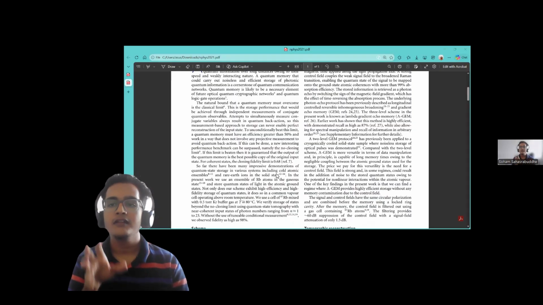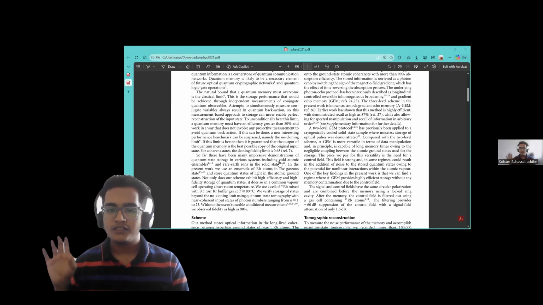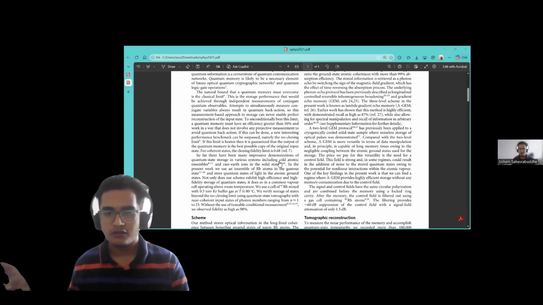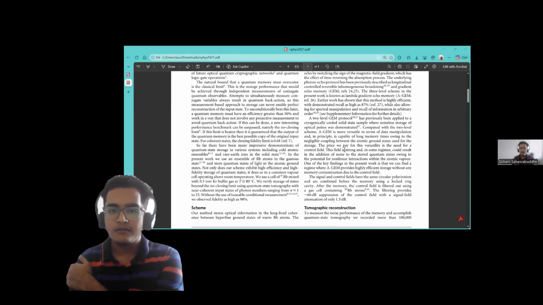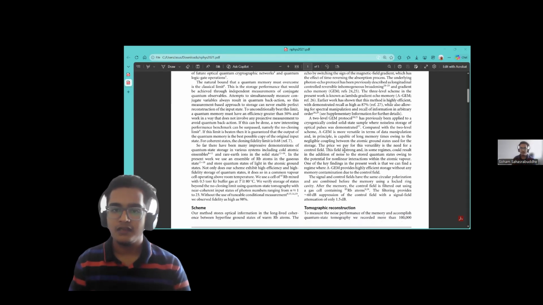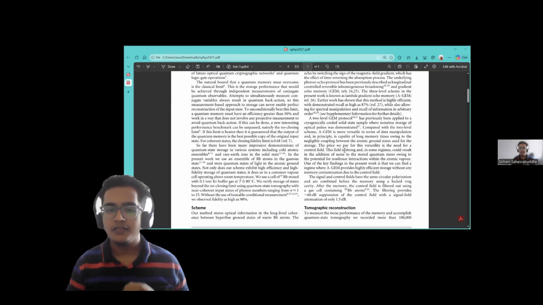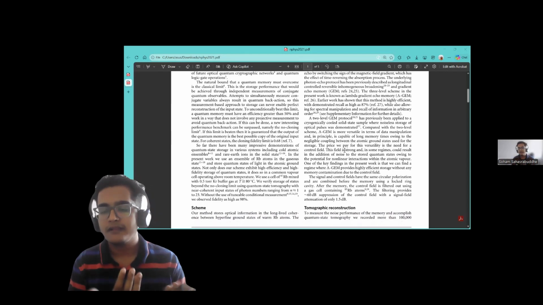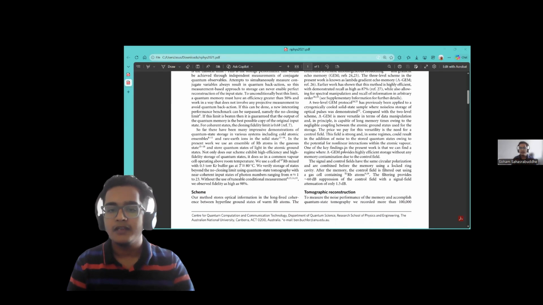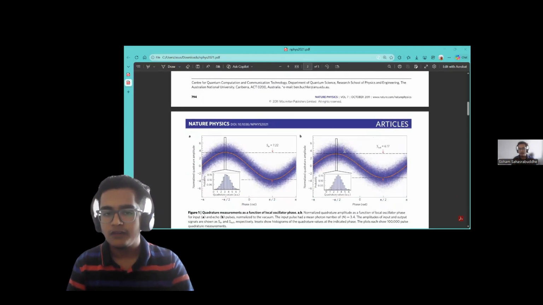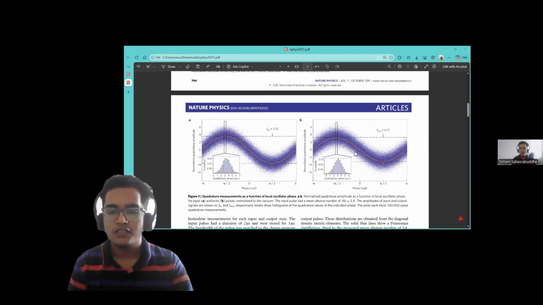what we do is we use a protocol called lambda gradient echo memory, which acts as a very efficient storage interaction. This protocol is versatile for data manipulation and it provides efficient storage without any memory contamination due to a field or something. And so it can replace the experimental setup and give us the data points needed for the reconstruction of this quadrature output.